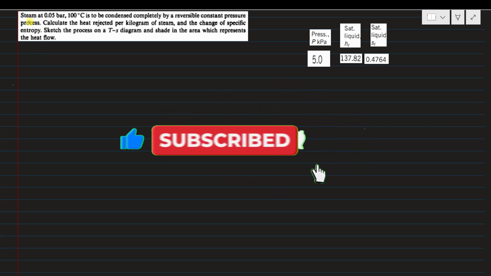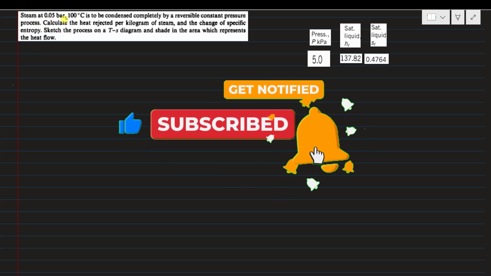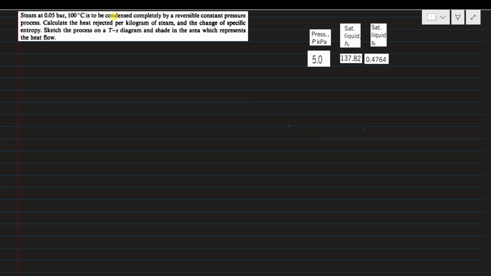Here is the statement. Steam at 0.05 bar, 100 centigrade is to be condensed completely by a reversible constant pressure process. Calculate the heat rejected per kilogram of steam and the change of specific entropy. Sketch the process on a TS diagram and shade in the area which represents the heat flow. So the steam at 0.05 bar, 100 centigrade is to be condensed completely.